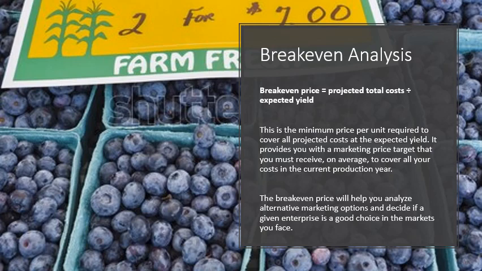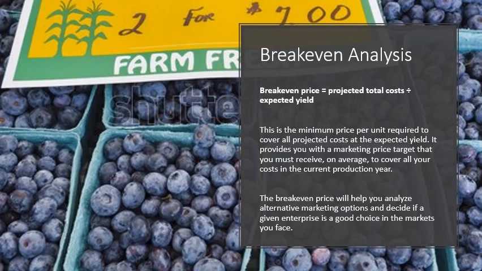So one key way to do this is to make sure that you are able to receive and understand the prices that you need to receive in order to generate the revenue that you need. So one way to look at this is break-even analysis. A break-even price is your total costs divided by your expected yield. And this would be the minimum price per unit that you would require in order to cover all of your projected costs at the yield that you expect to have. And this gives you a target.